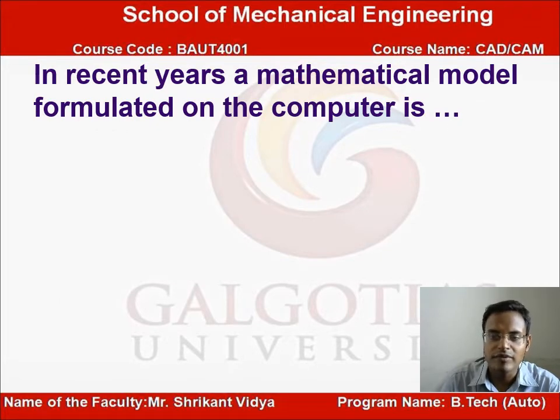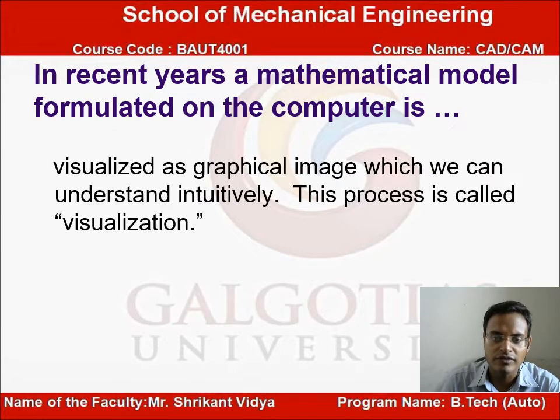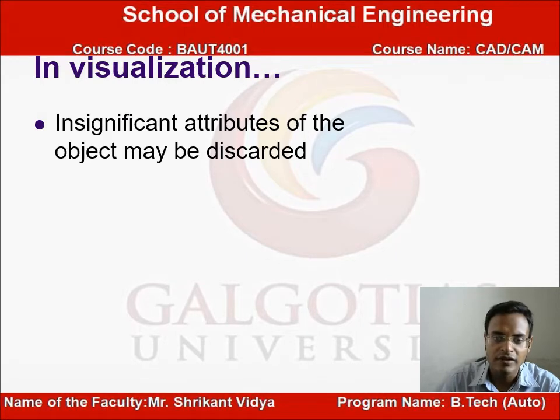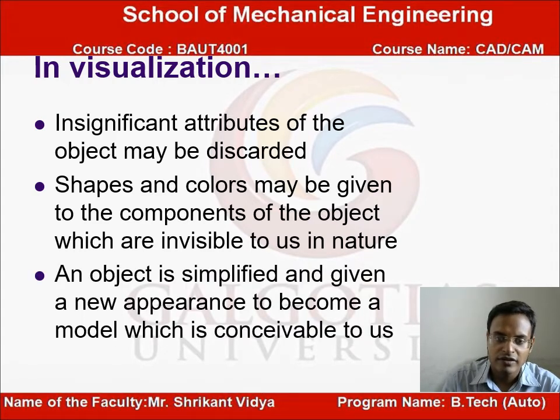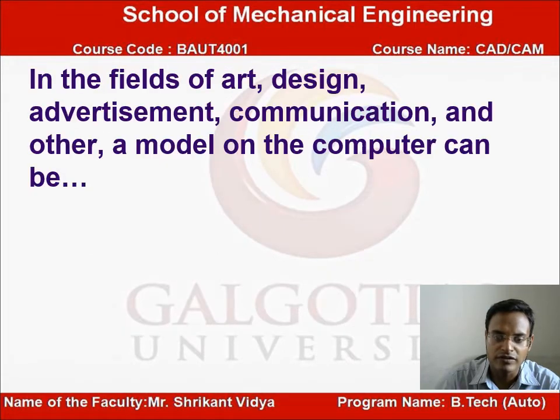So in recent years, a mathematical model formed on the computer is visualized as a graphical image which we can understand very clearly. This process is called visualization. So constructing a model is a way of better visualization. In visualization, insignificant attributes of the object may be discarded. Shapes and colors may be given to the components of the object which are invisible to us in nature. Okay. An object is simplified and given a new appearance to become a model which is visible to us.